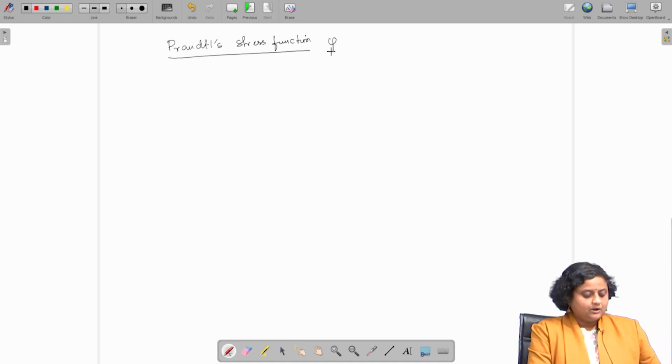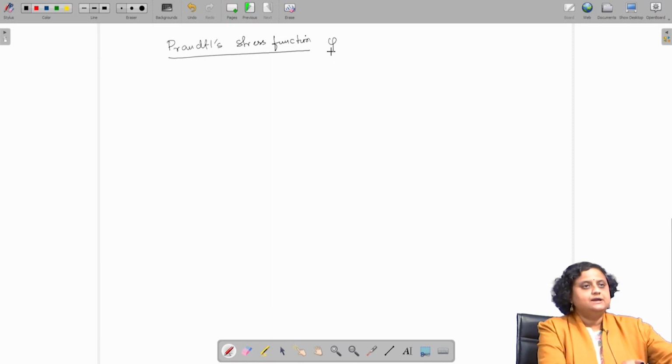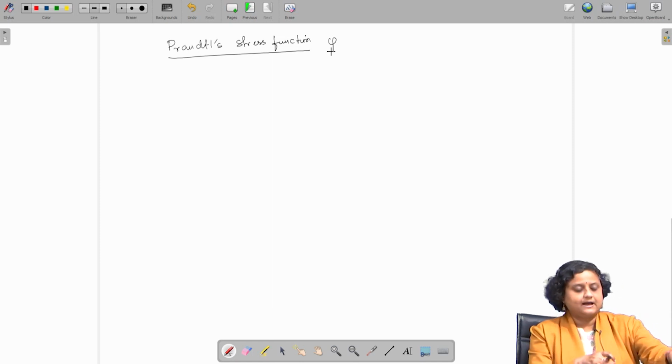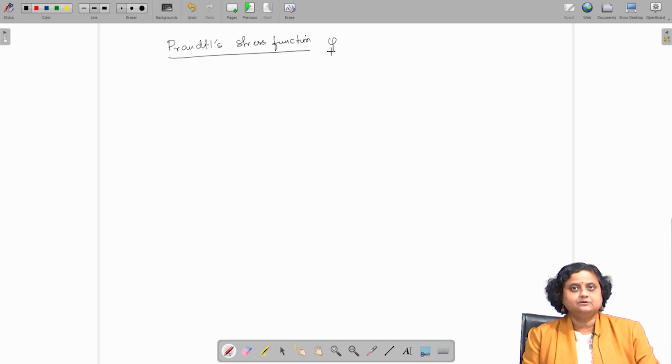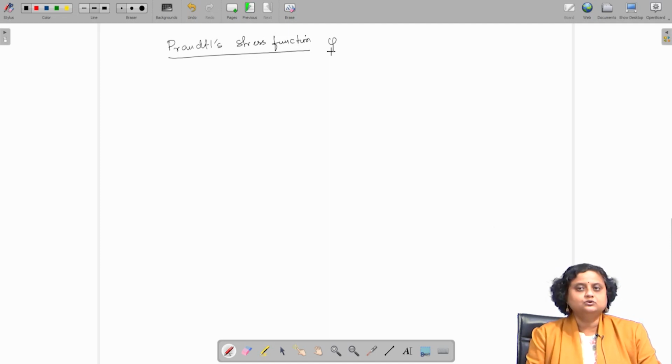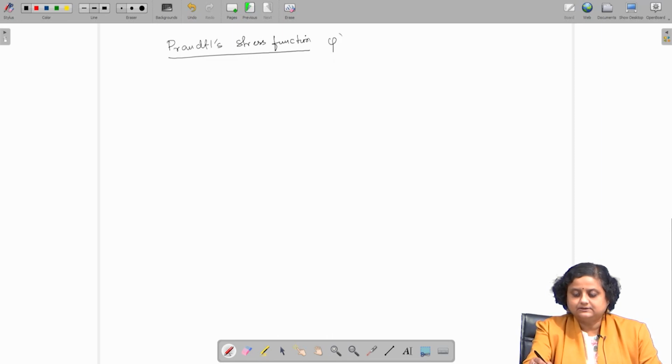So, all of you might be aware of the concept of stress function. We have all studied the Airy stress function in the context of elasticity. Similarly, the Prandtl stress function is the same form of stress function which is used to solve torsion of non-circular shaft. We will represent the Prandtl stress function by this symbol, which is the var phi symbol.